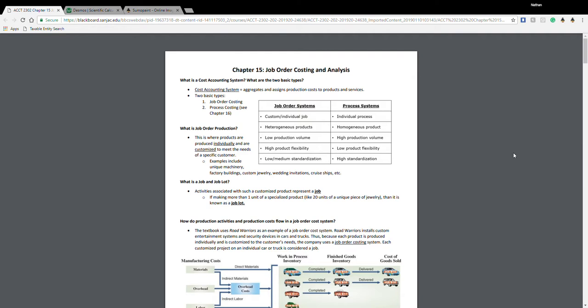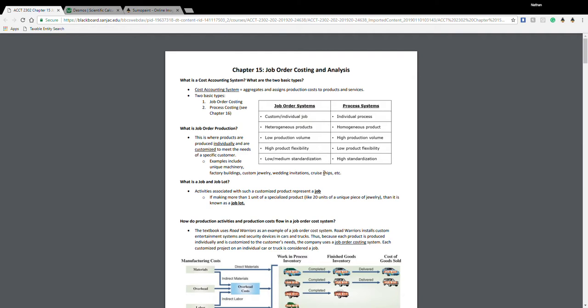So, there are the big two ones of what is known as cost accounting, which looks at certain costs, especially the big three: direct materials, labor, and overhead, and separates them out to certain products and services. So, we're taking this concept and we're basically breaking them out. As you can see with the chart right here, there are certain advantages and disadvantages of job order systems.